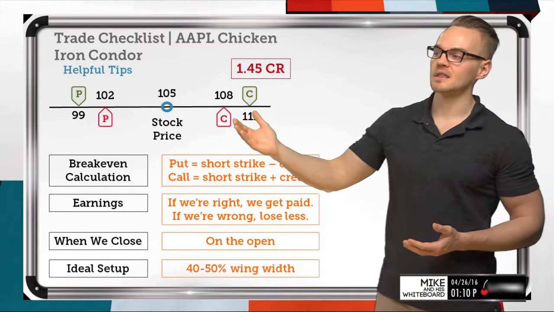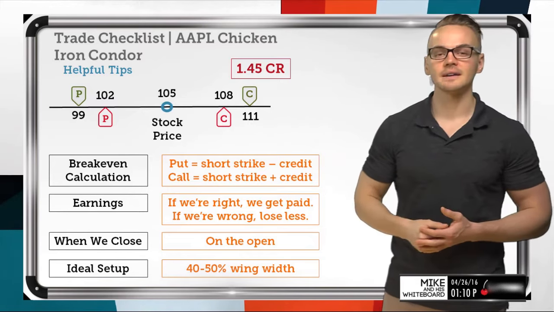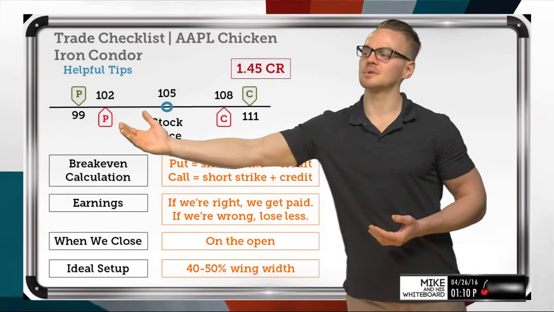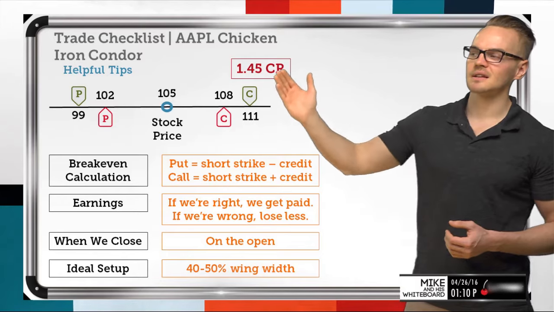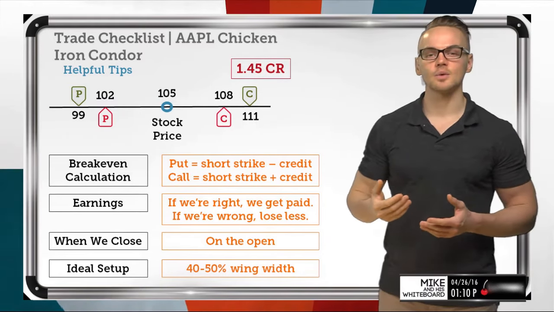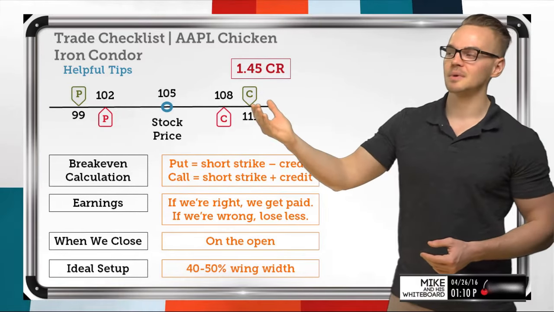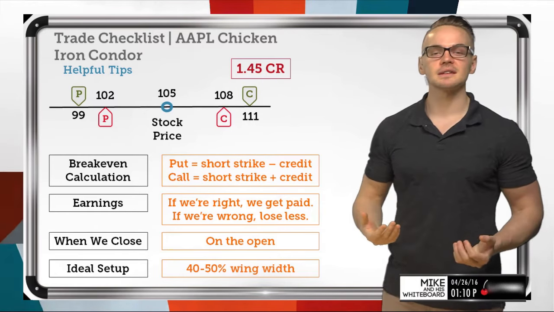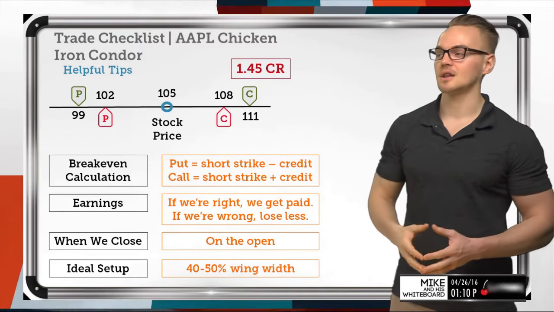It's still going to be a $3 loss if it blows through the call side, or a $3 loss if it blows through the put side, but since I collected more, that's going to offset that total loss. I'd have to buy back one of these spreads for $3, but I collected $1.45, which offsets that loss.